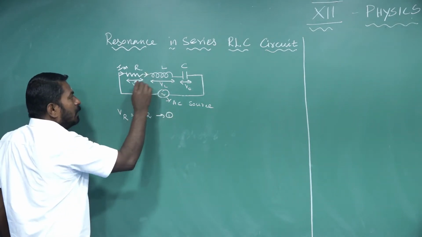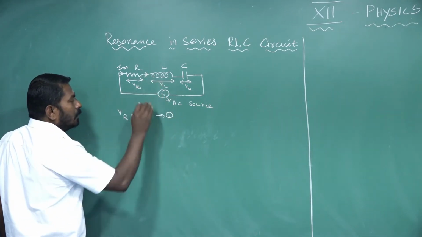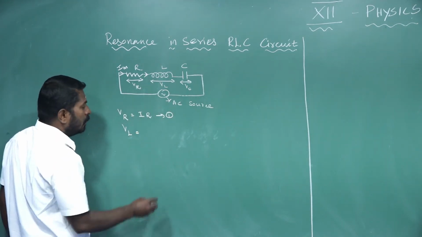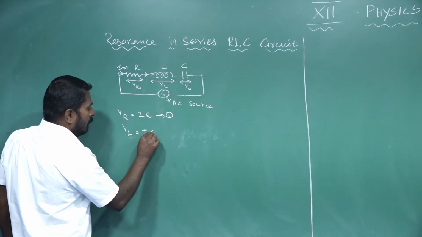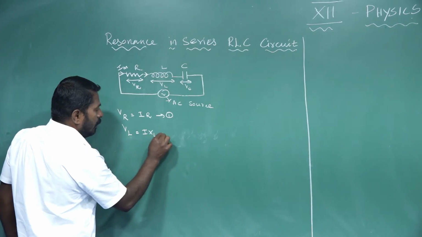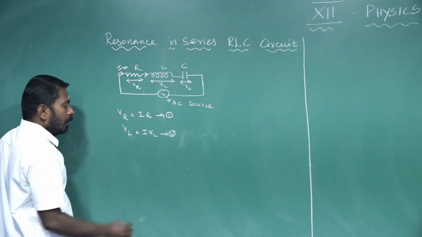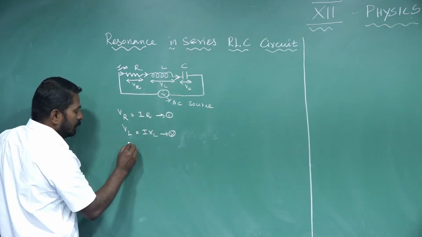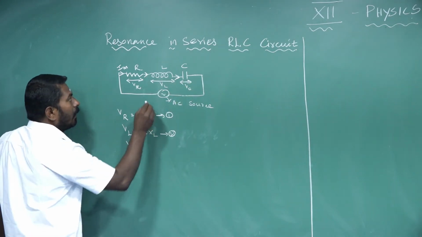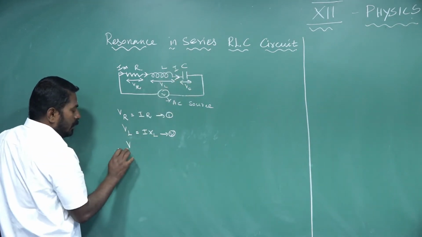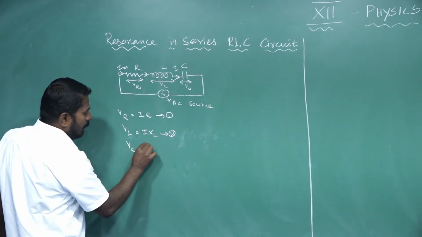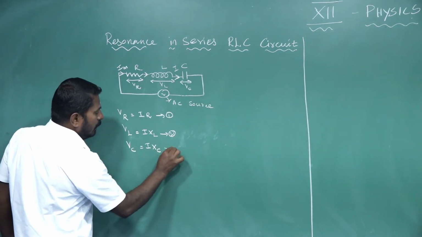The same current flows through the inductor. The voltage across the inductor VL is equal to I into XL, equation number 2. The same current flows through the capacitor also, so the voltage across the capacitor VC is equal to I into XC, equation number 3.